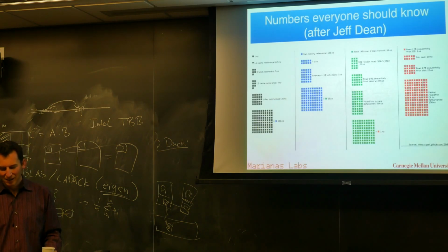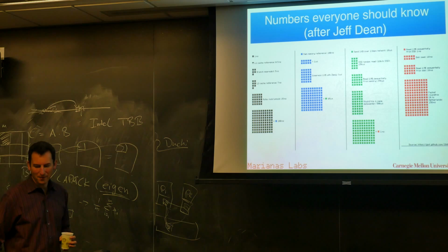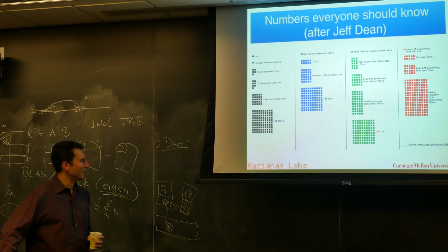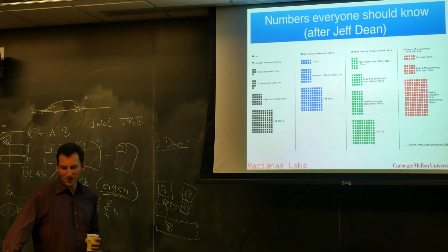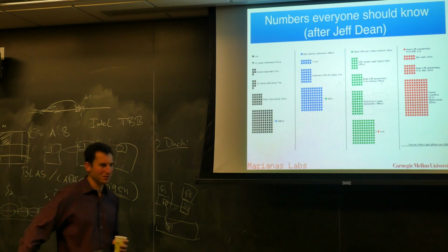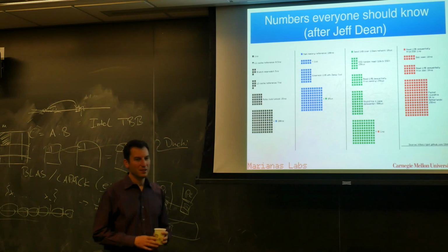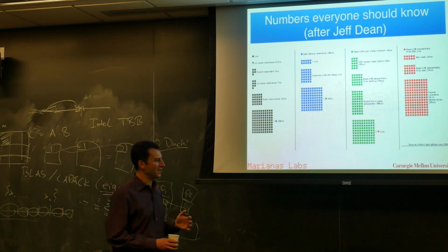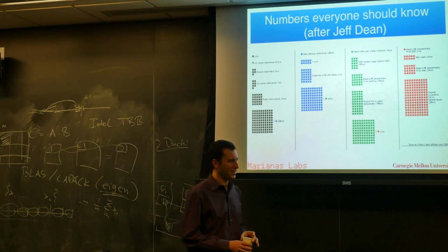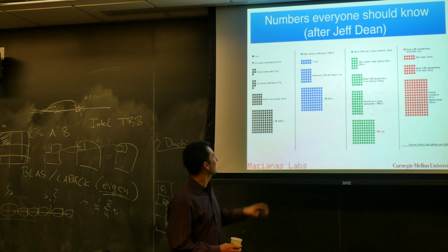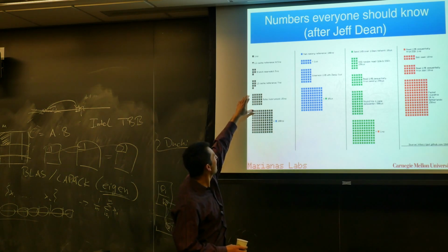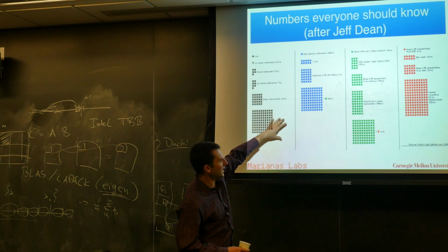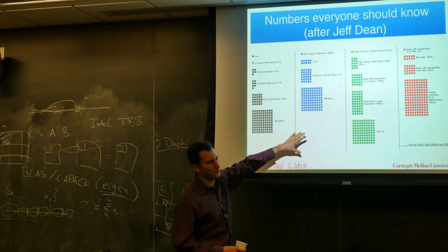Okay. Now, this is something that you should probably look into in more detail. Numbers everyone should know. And this is a nice visualization, and just do a Google search on numbers everyone should know, and try to find a version that's reasonably current. Because Jeff Dean put that slide up in 2009. So it gives you a bit of a calibration of how long it takes to do various things.